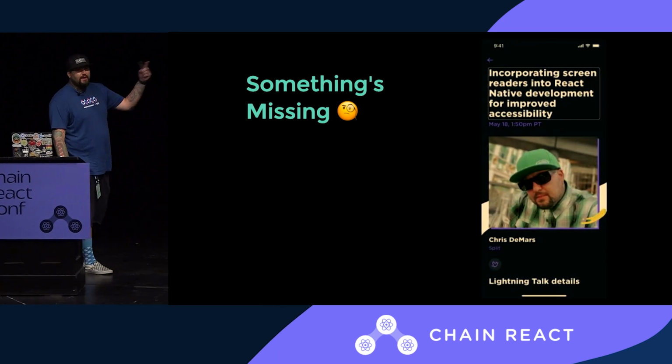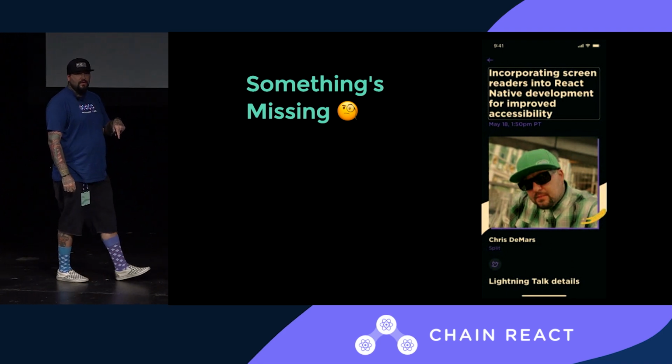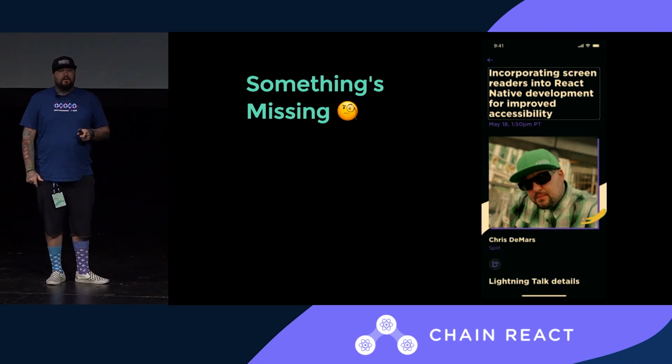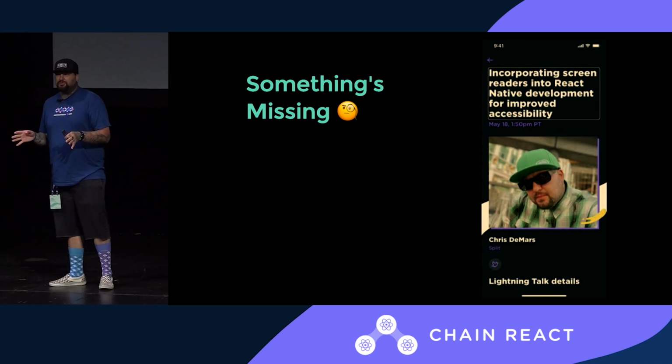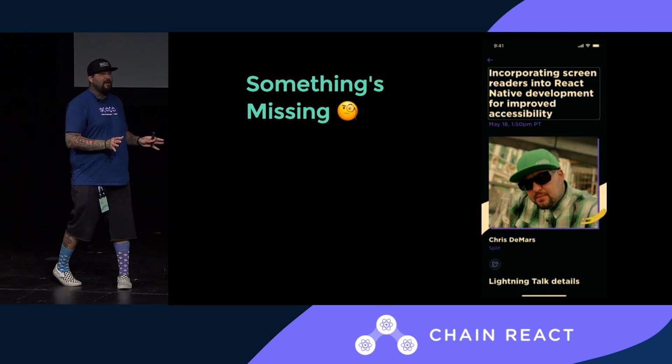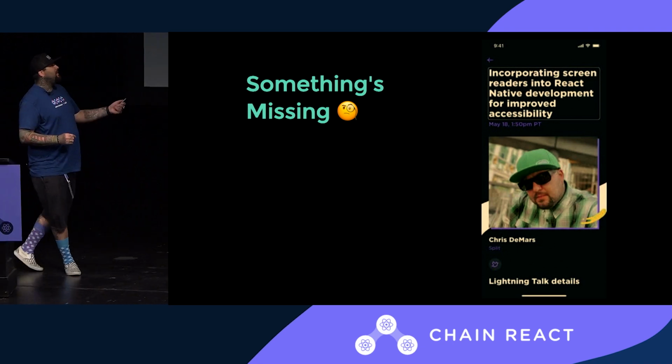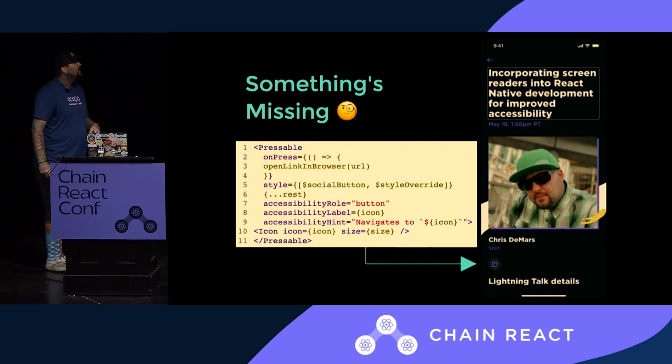Did you see it skipped right over the Twitter button? That's an accessibility issue. Now, if somebody can't see that or hear that, they have no idea how to get to my Twitter or any type of social media, anything that's there, right? It's missing something. So you have to bake in some React Native into that, right?